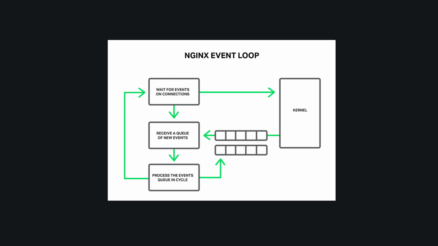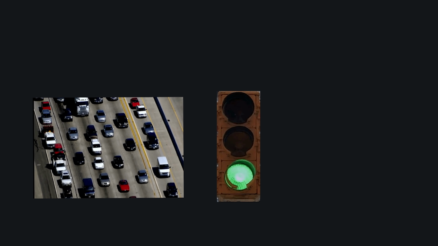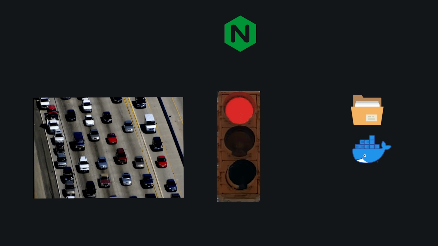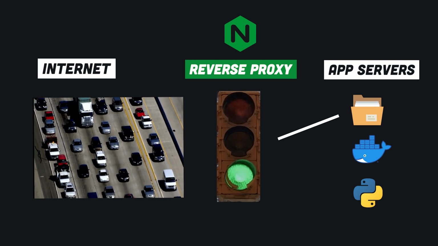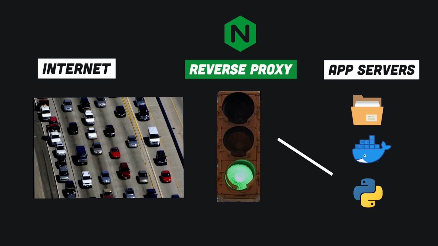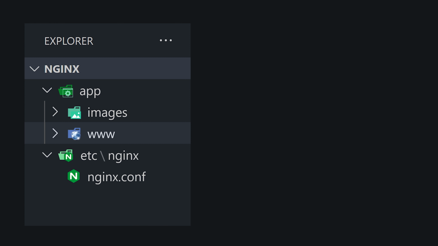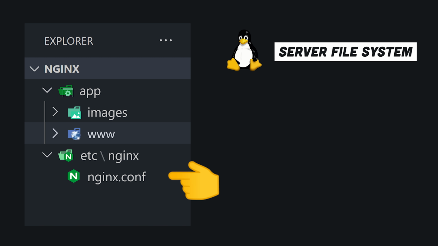It's also commonly used as a reverse proxy, where it acts as a traffic light to distribute the load to multiple backend servers, while also providing security and caching for better performance. In most cases, it'll be installed on a Linux server, with the configuration file being found in the etc directory.